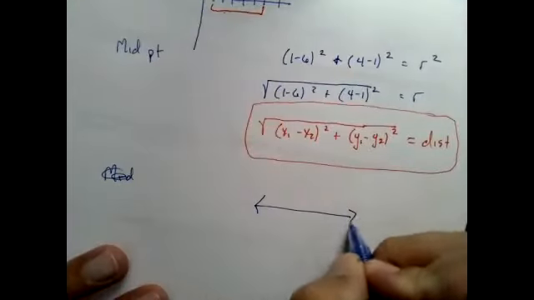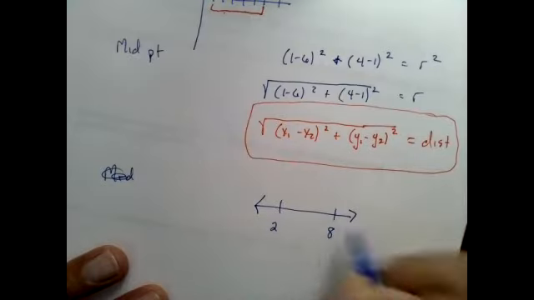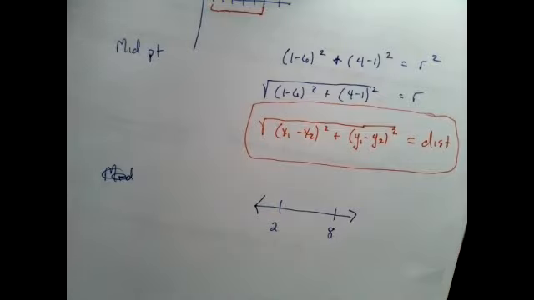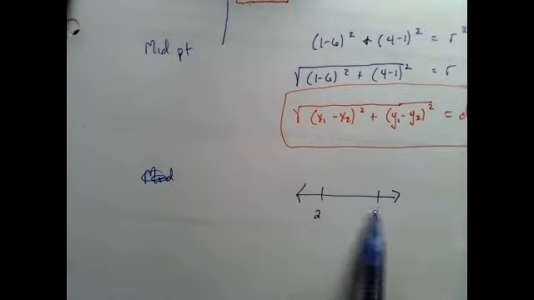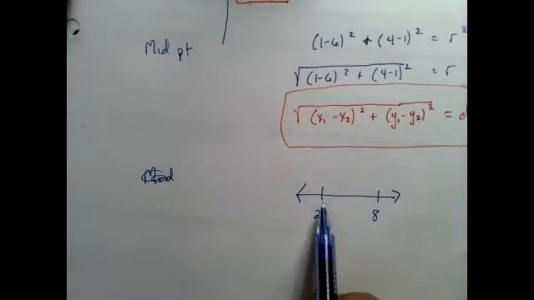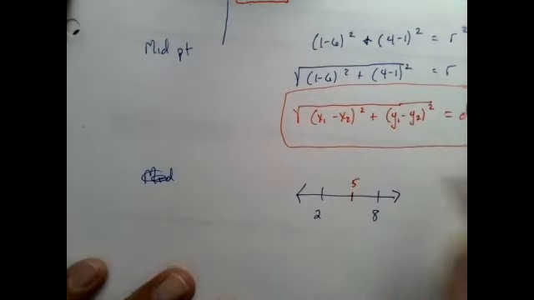Well, if I gave you two numbers on a number line, like so, and I said 2 and 8, what's the midpoint of 2 and 8? What's in the middle of 2 and 8? Well, how far is it from 2 to 8? Yeah, it's 6. If I go 1, 2, 5, yeah, I think it's going to be 5. Now, mathematically, we'd like to be able to get that 5 somehow.